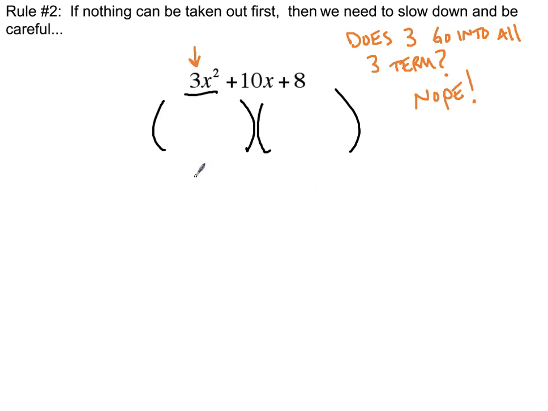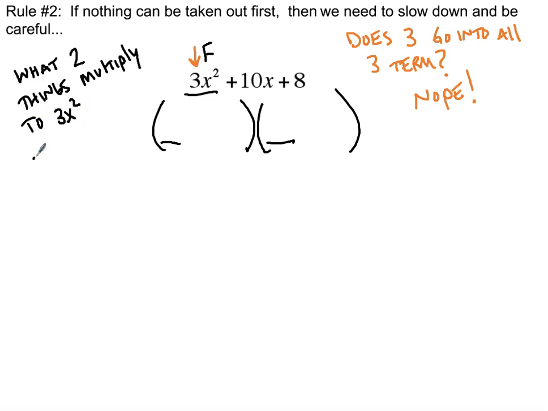And now we need to say, okay, 3x squared is made up of our first 2 terms. So here and here. So I need to think of what 2 things would multiply to give a 3x squared. And those 2 things would be a 3x and an x. So that's what I'm going to put here and here, a 3x and an x. That's the only things that are going to multiply to a 3x squared.